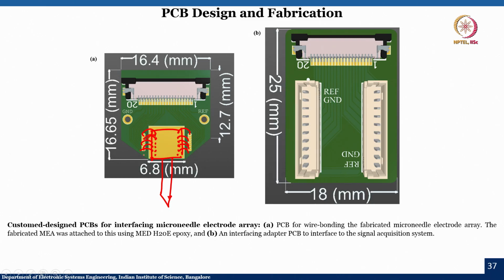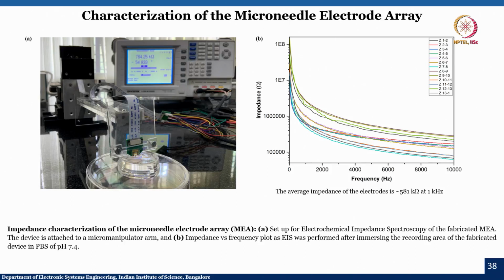Alright. So, that is how the PCB can be utilized, and this comes under packaging, electronics packaging. The B is the interfacing adapter PCB to interface the signal acquisition system. So, A and B are very clear.